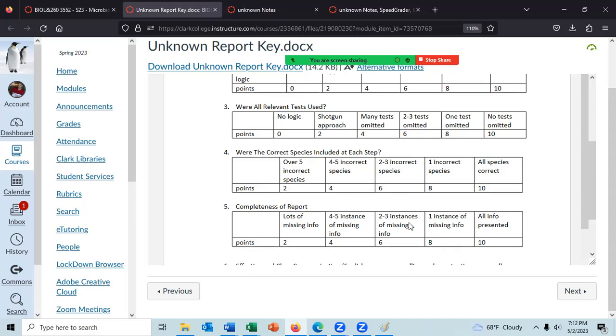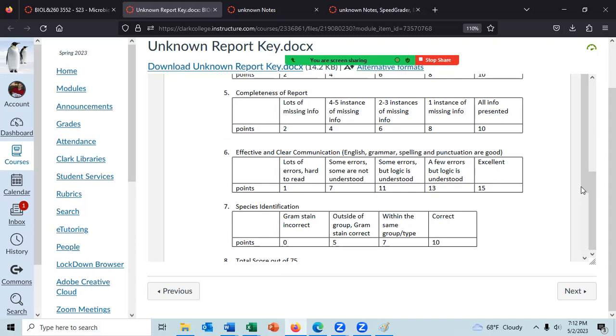Well, completeness of the report: if all information is presented, you'll get 10 points. If I have 1 instance of missing information, you'll get 8 points. And that could be, for example, you're missing the references. That would be something that's missing, 8 points.